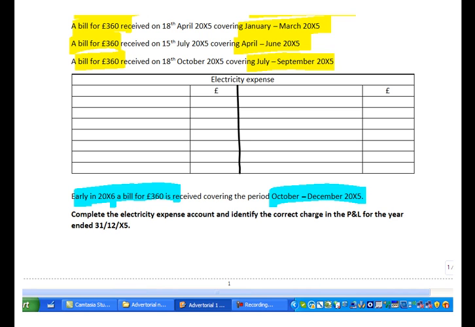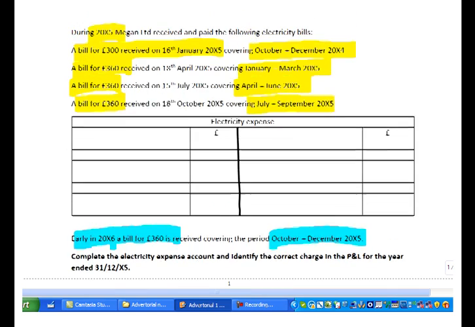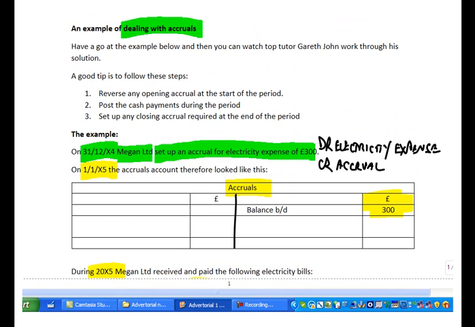Our job here is to go through the process of making sure that we recognise the correct expense for XD5, for the year ended 31st of December of XD5. A good way to deal with accruals like this is to follow this 3-step process. Start by reversing any opening accrual, then post the cash payments that were made during the year, and then set up any closing accrual at the end of the year.